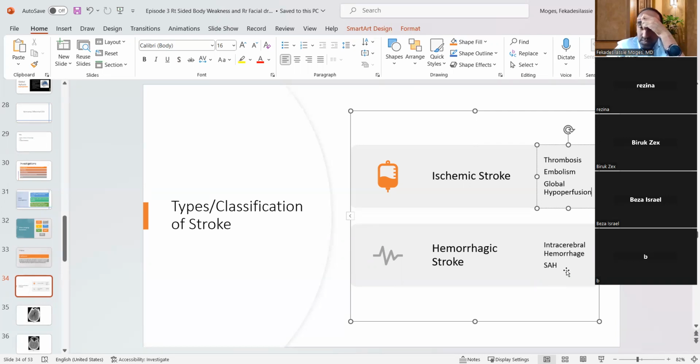Focal neurologic deficits are usually seen in intracerebral hemorrhage, and headache is usually the... Intracerebral hemorrhage, most of the time, focal neurologic dysfunctions would be there. Subarachnoid hemorrhage, it's not really common to get focal neurologic deficits. Most of the time, what is remarkable about subarachnoid hemorrhage? Worst headache. The worst headache ever.